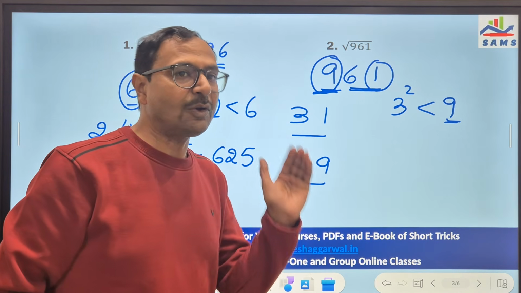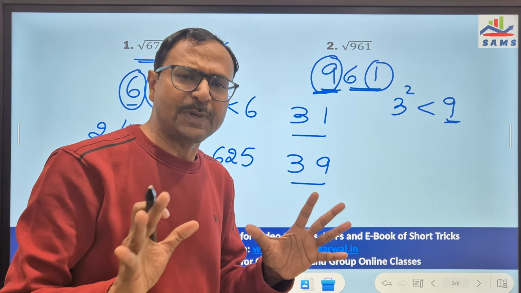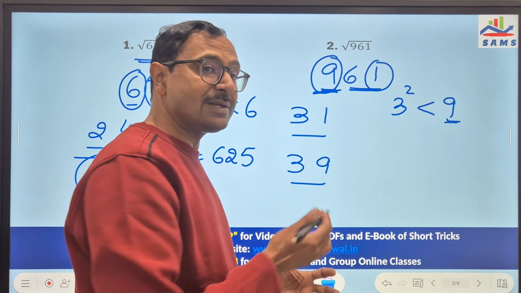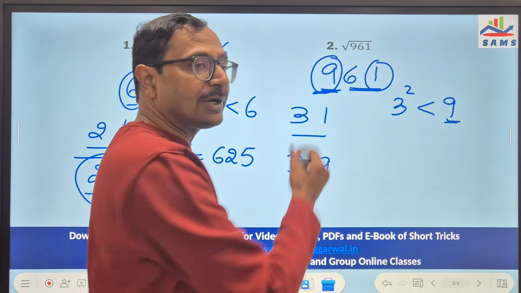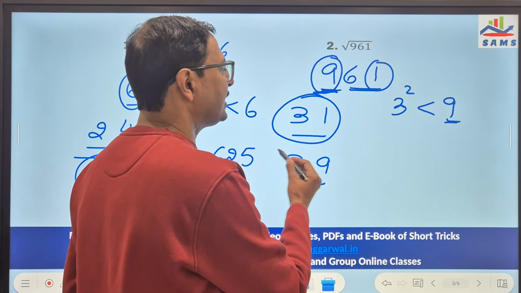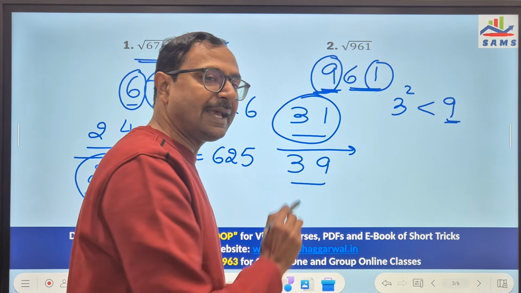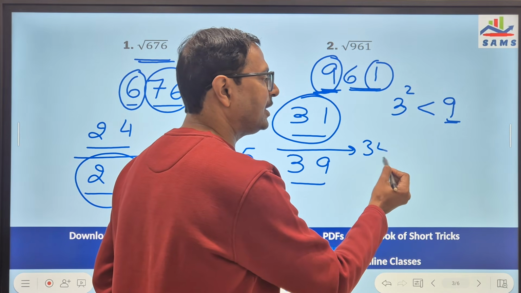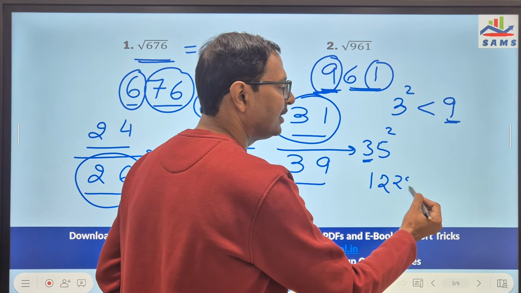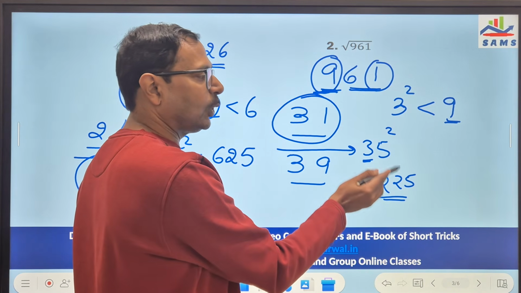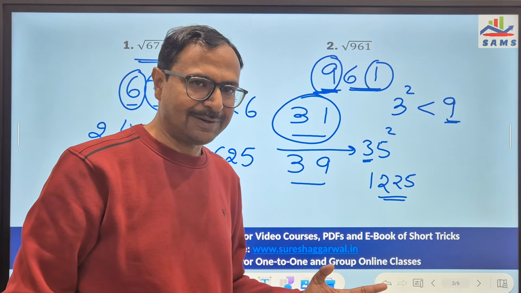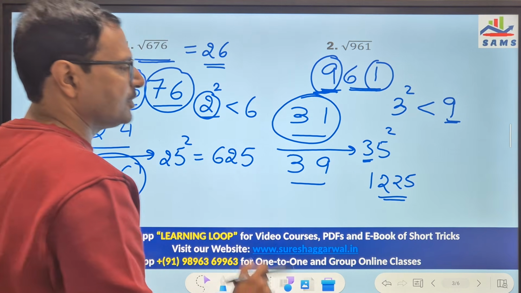So either 31 or 39 is the answer, and this is pretty easy because 30 square is 900 and 40 square is 1600. So this is very close to 30 square, and so my answer is going to be 31 only. But in case you want to cross check, 31 and 39 has exactly 35 in between. So 3 into 4 is 12 and 5 square is 25. So my number 961 is smaller than 1225. So the answer is the smaller one, not the larger one, right? So this is 3-digit numbers.